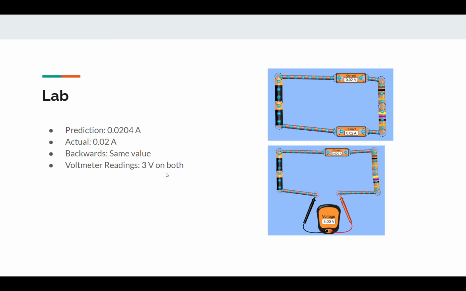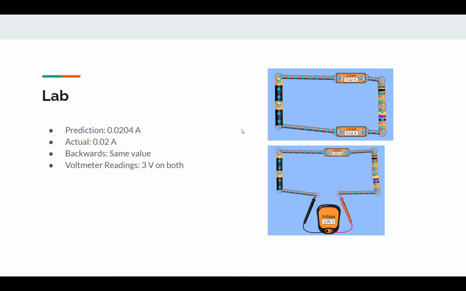So the first part of the lab was just trying to predict the amps in the circuit. And I predicted, using that voltage equation for resistors, to be about 0.0204 amps. And when I used the ammeters, it came out to be that. It technically rounds because it doesn't have those extra points. And then when I put the ammeters backwards, I got the same exact value of current.